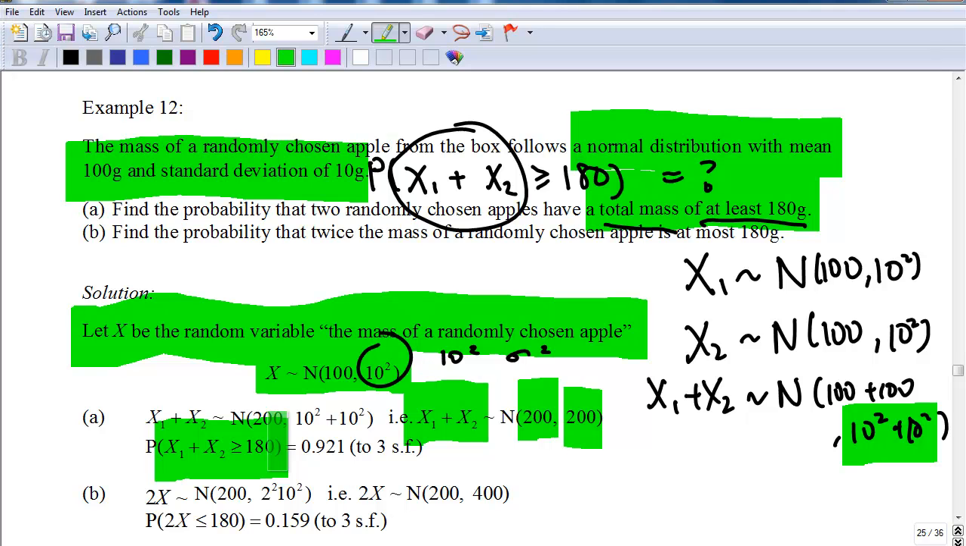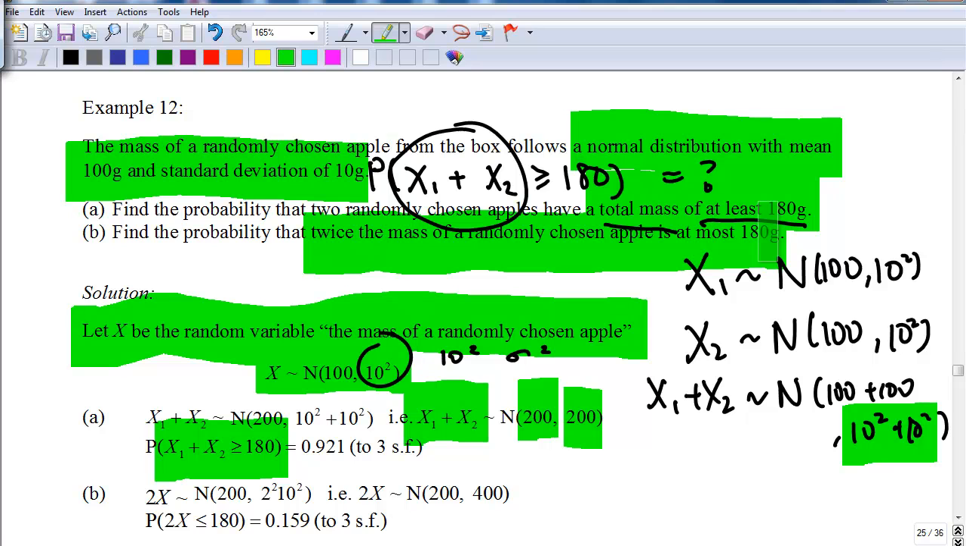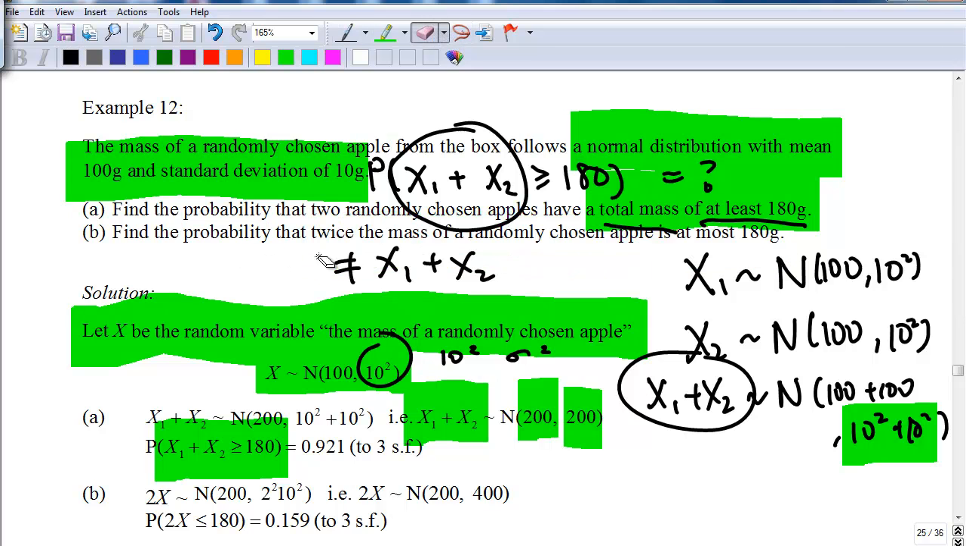Now in part B, I want to find the probability that twice the mass of a randomly chosen apple is at most 180 grams. Now if you recall, in the previous section, we said that 2X is not the same as X1 plus X2. So you cannot use this distribution to find the answer to part B. So what should I do? Now look at the question. The question says twice the mass of a randomly chosen apple. So for one apple is X, so twice the mass will be 2X, and you want it to be at most 180 grams. So actually the probability that they want you to find is this.